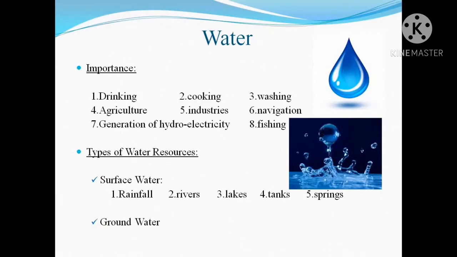Water. It is H2O. What is the importance of that? We use water for drinking, cooking, washing, agriculture, industries, navigation, generation of hydroelectricity, fishing, etc. And this water, where do we get it? Surface water and groundwater. In surface water: from rainfall, rivers, lakes, tanks, springs, etc. And we have underground water. So like this we are getting water.